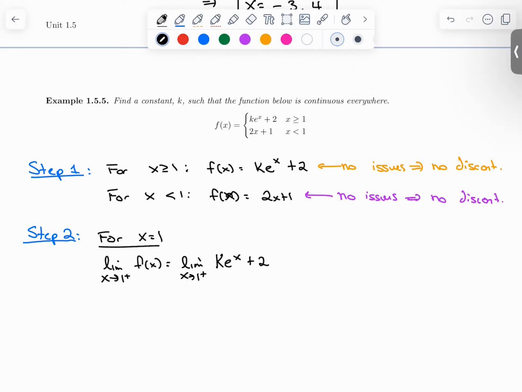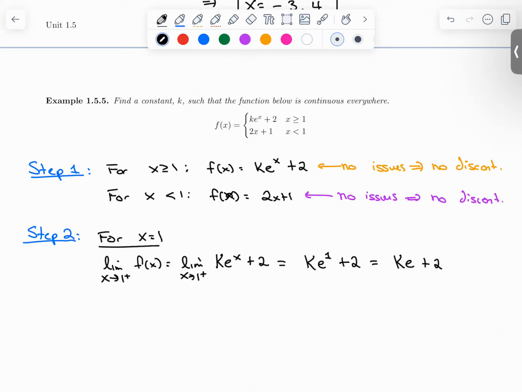So when you plug in 1, you're just going to be plugging it in for x, and there's no issues. You're not dividing by 0. You're not taking the square root of a negative number. So we can just plug it in, and we get k e to the first power plus 2, or preferably k e plus 2. E is just a number. It's 2.714, I think-ish. It's an irrational number. Very important number, but it's just a number.